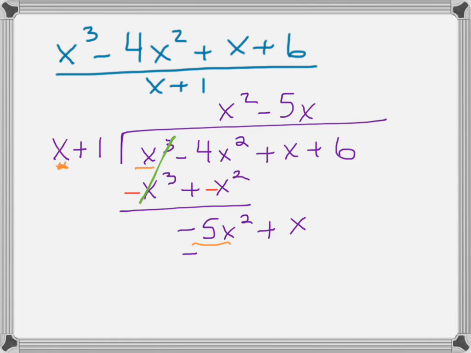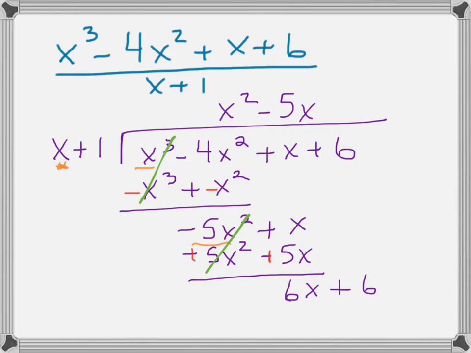Negative 5x times x is negative 5x squared. And negative 5x times 1 is negative 5x. Once again, we're going to change our signs and add. The negative 5x and the 5x squared cancel out. And then we have positive x plus 5x, which gives us 6x, and then we bring down our 6.